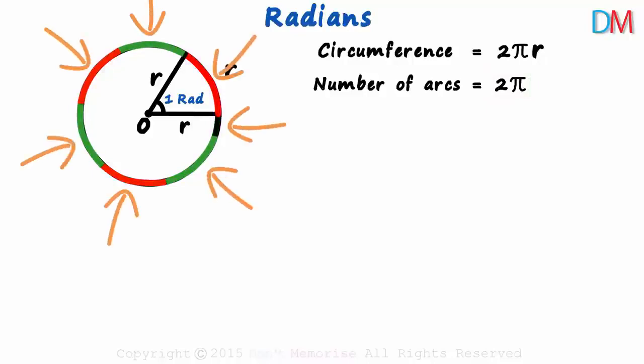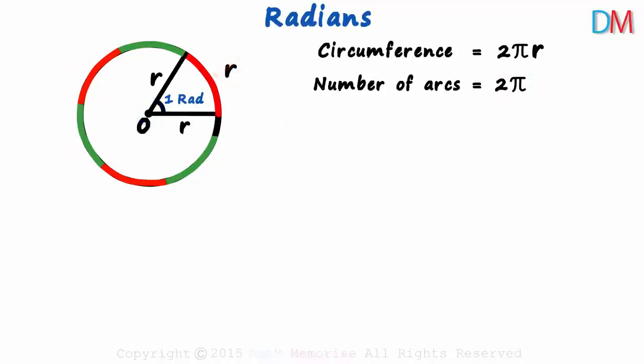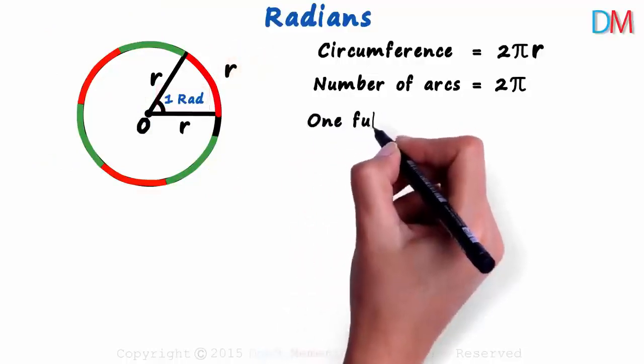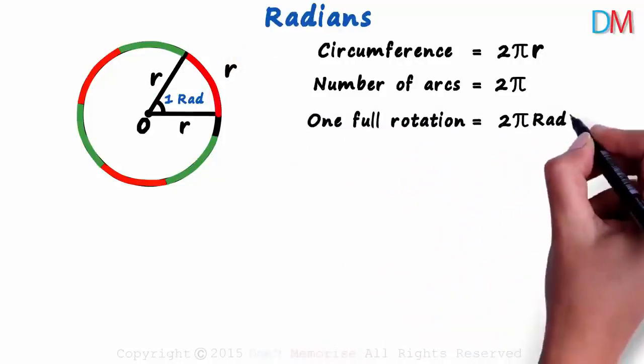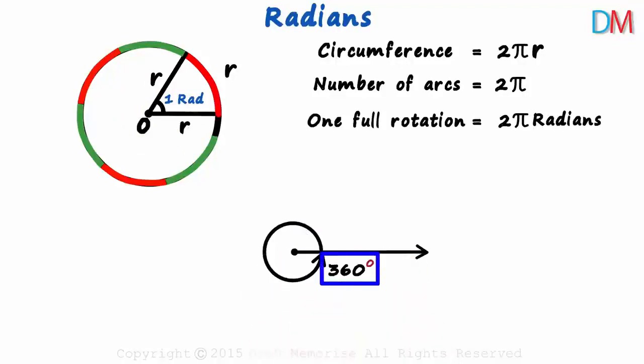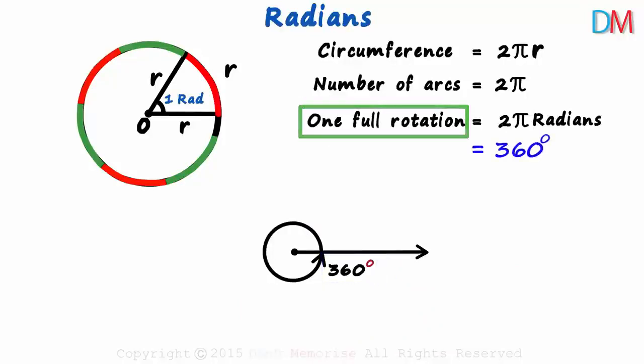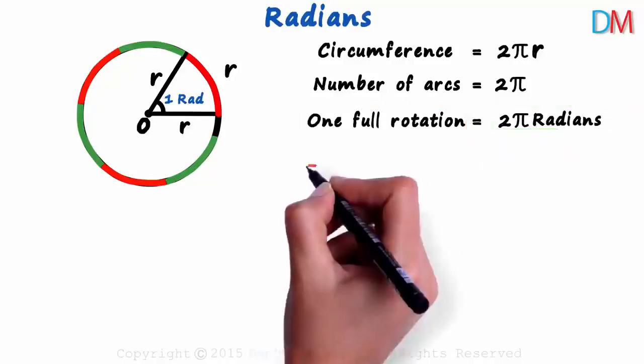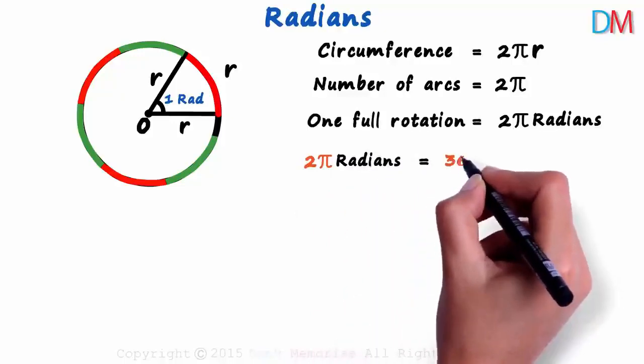And what does each arc correspond to at the center? We have seen that 1 arc corresponds to 1 radian at the center. It implies that to complete 1 full rotation, we would need 2 pi radians. And it tells us something more too. If we rotate 1 arm completely, then 2 pi radians will be covered at the center. But wait, hold on. We also know that 1 full rotation equals 360 degrees. Yes, 1 full rotation equals 360 degrees. As both equal 1 full rotation, these two will be equal. 2 pi radians will equal 360 degrees.